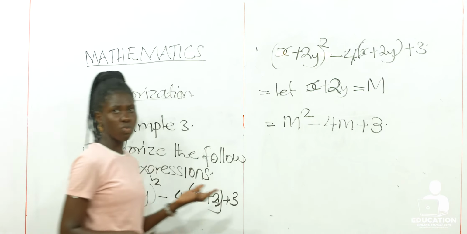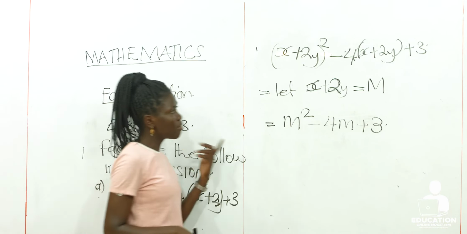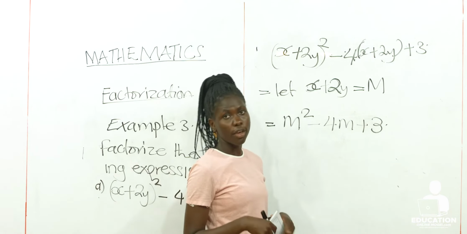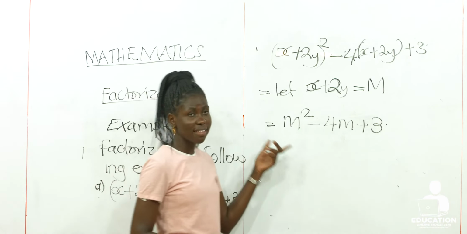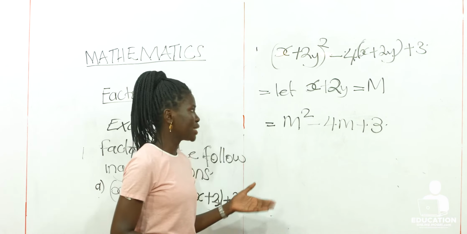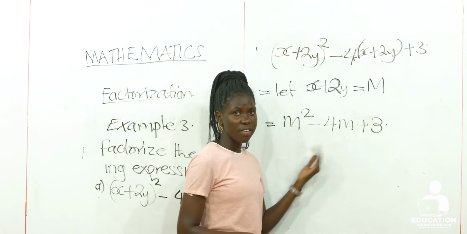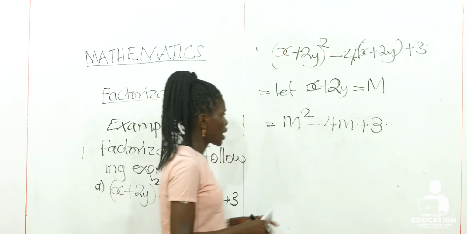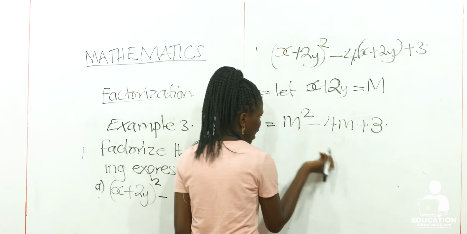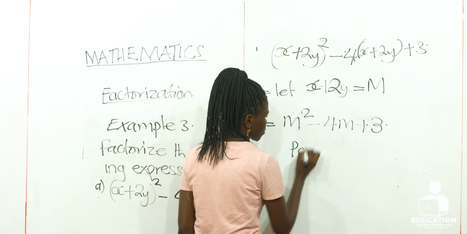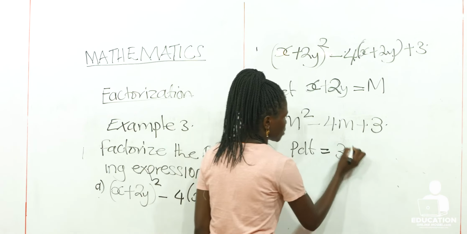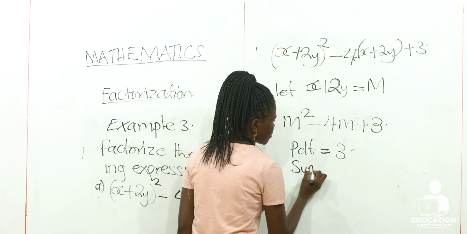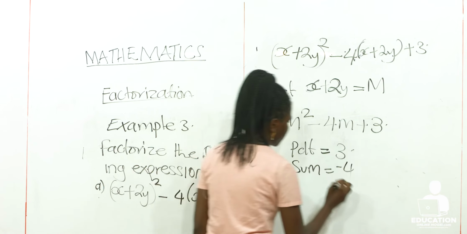I think this is more or less what we did before, but they simply altered the question to make you feel it's a bit different, but it's the same thing. All you need to do is to understand it before you start working it out. Now after having this, I believe it's simple for all of us to work it out. So now with this, we find our product. Our product in this case will be positive 3, and the sum will be negative 4.